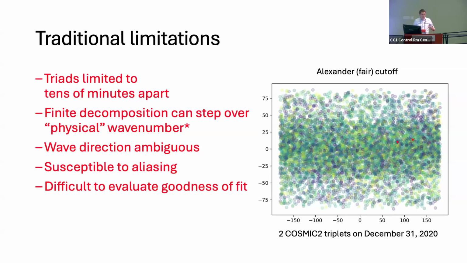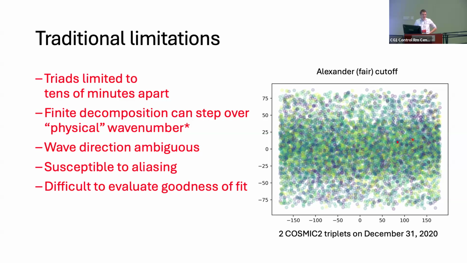And it's simple, it's fast, but again, the triads or triplets have to be within tens of minutes of each other. And so if you have a whole day of Cosmic 2 data, like here on December 31st, 2020, you've got 2 triplets that meet the looser Alexander criterion. Also, the finite wavelet analysis, the decomposition there, can sometimes step over the actual physical vertical wave number, and you get a little spectral leakage, which I'm still working on.